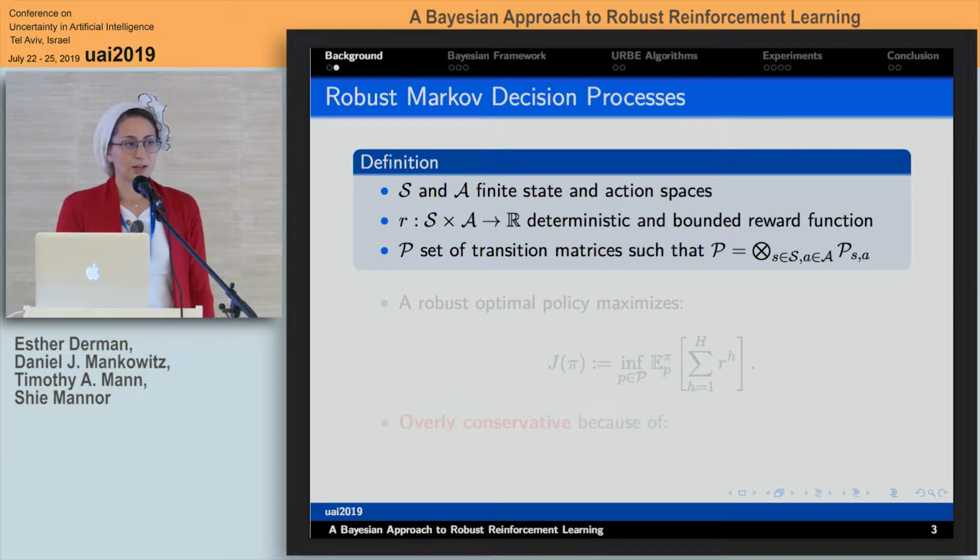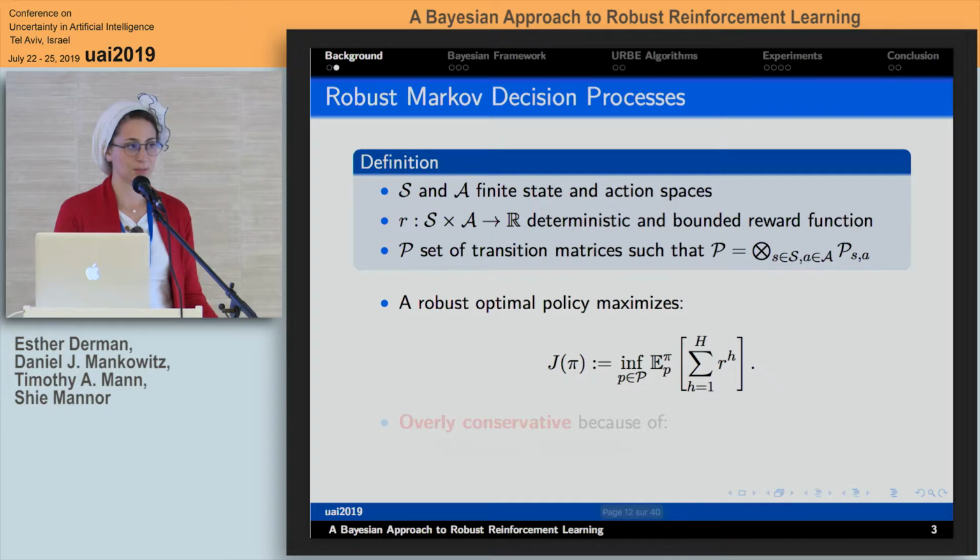And for each state and action, P_SA can be a confidence interval for our estimate. And a robust optimal policy will be the one that maximizes the value function, but the worst one with respect to the uncertainty set. So instead of having the maximum of the expected reward, we have the maximum of the infimum over the uncertainty set of the cumulative reward.